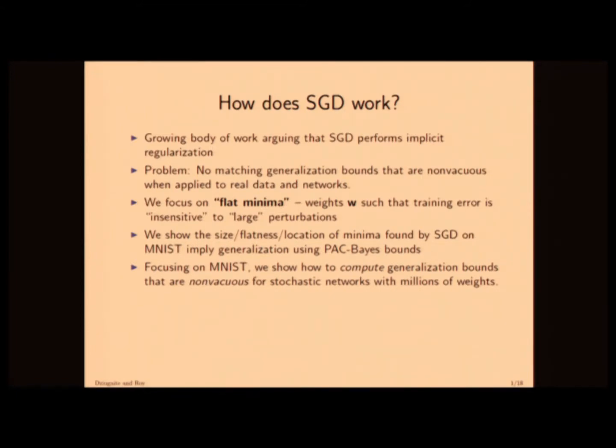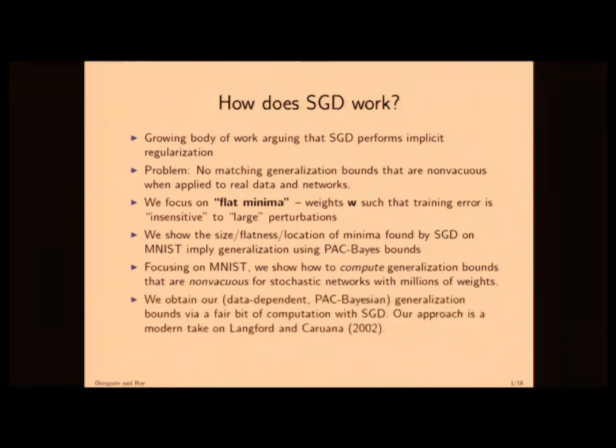And then I'll close by talking about some more recent work where we try to tighten up those bounds. The most obvious reason they're not tight is because the prior we're choosing is not depending on the data distribution. And we're going to obtain these bounds using a fair bit of computation, which is maybe a little bit different from what is typical in the generalization bound community.